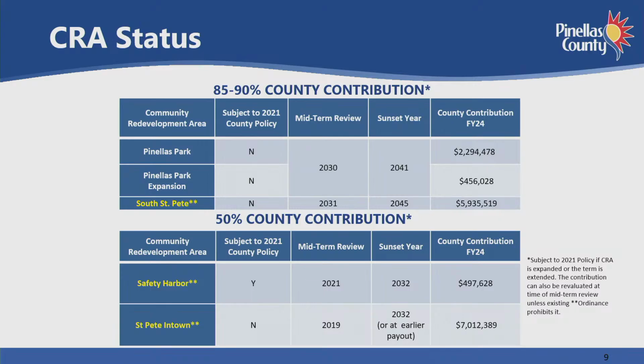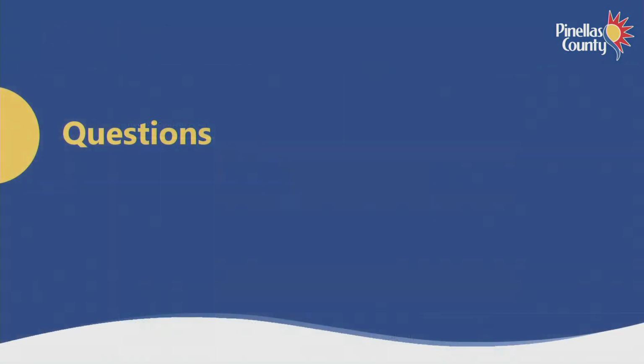And so these next two tables are just the remainder of our existing CRAs that have a TIF associated with them. So Pinellas Park and the expansion area, and then also South St. Pete have a similar situation. While they may not expire till a little bit later, there is the opportunity much earlier on for that midpoint review. And then these last two CRAs, Safety Harbor and St. Pete in Town, are the CRAs that are at our lowest level of contribution, our 50% of contribution, and both of which are set to sunset in 2032. And that's my presentation, but I will try to answer any questions that you may have.